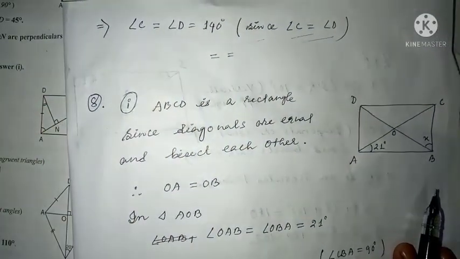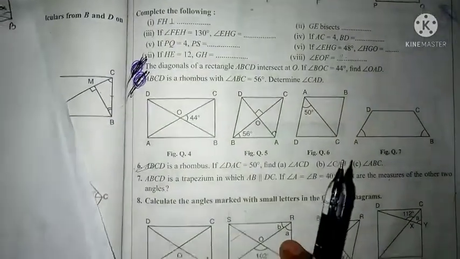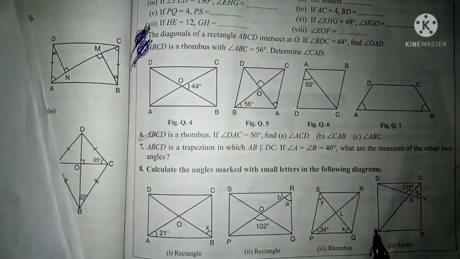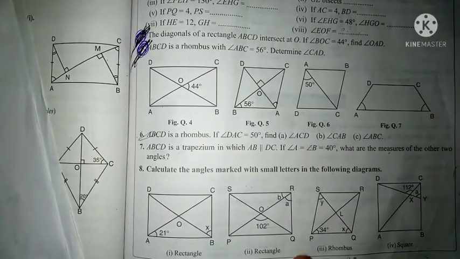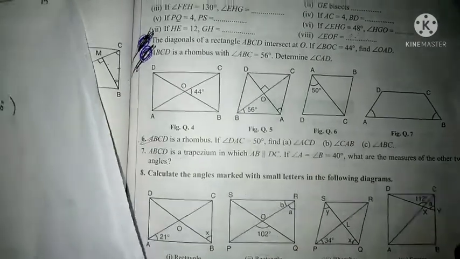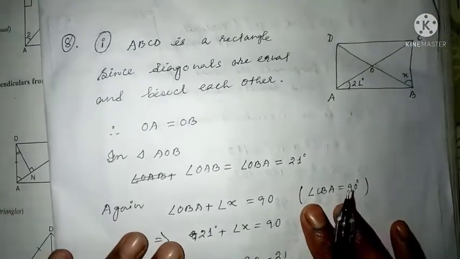Then we'll see the 8 number question. The 8 number question is also very simple. In this question there are 4 parts, out of which I'll discuss 3 only. The remaining one will be given as homework. You can see here, this is question 8.